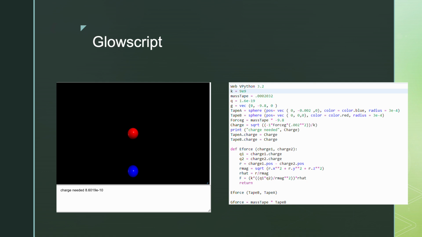So here's my GlowScript, the code right here. You can see it ends up outputting the charge needed, just the value that we found earlier. And you can see within the GlowScript right here, we are defining the two unit vectors for both tape A and tape B. And then you see your variables Q and G defined up above, as well as the mass. And then, of course, the constant K. And then you basically have Coulomb's law within GlowScript as your charge function, and then it just prints the charge needed. But yeah, that's all this GlowScript is doing, is just taking the values that we determined up above and putting them into Coulomb's law.